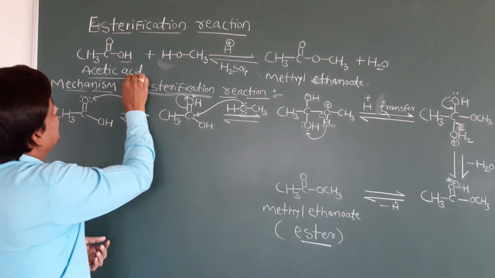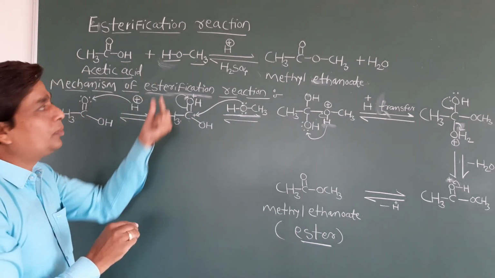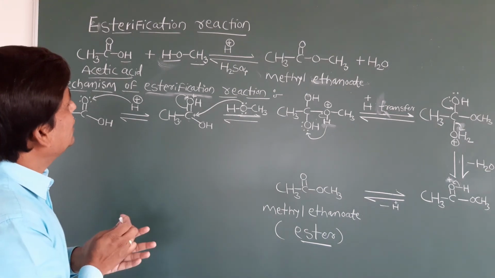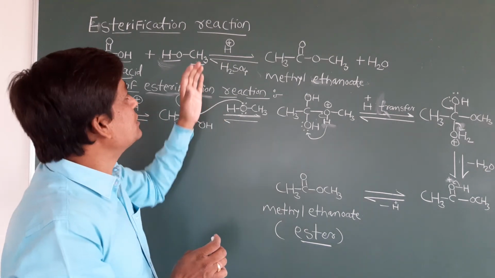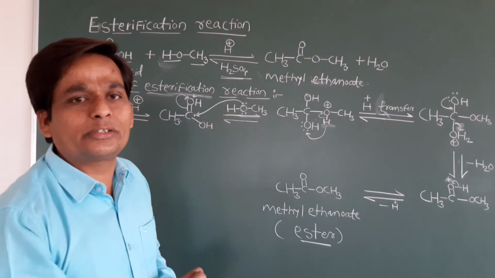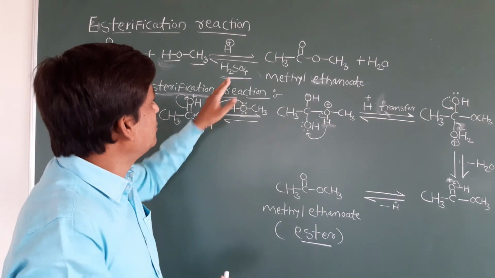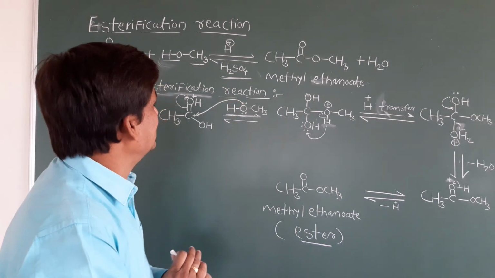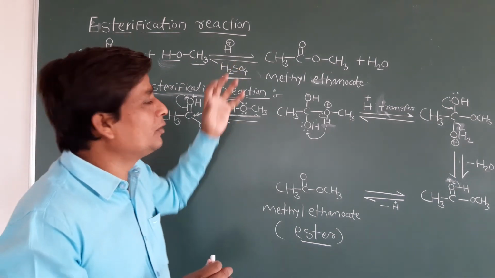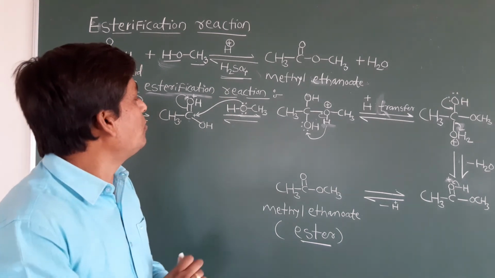Acetic acid reacts with methyl alcohol, CH3OH. I have written the OH group on this side. CH3OH reacts with acetic acid. This reaction will be carried out in an acidic medium. Here I am using sulfuric acid, H2SO4, or you can use HCl, any mineral acid. So what is the role of sulfuric acid here? It is a dehydrating agent. We remove the water molecules.